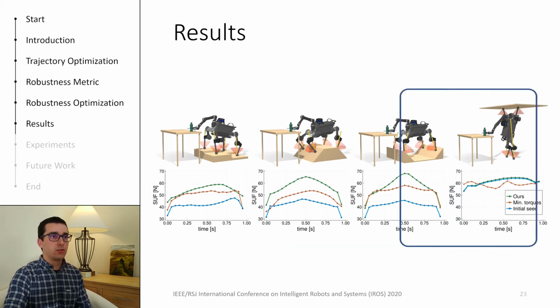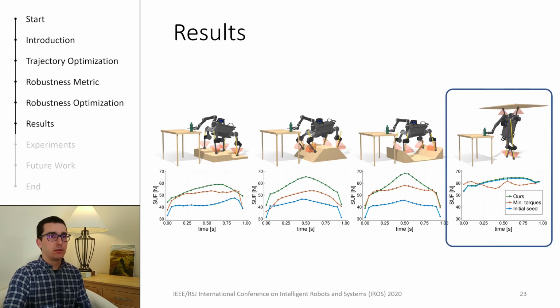Now, let's focus on the final scenario, the handstand. The robustness plot is significantly different from the other scenarios. We can see that our metric was able to improve the robustness of the trajectory, even if ever so slightly. In contrast, we can see that minimizing the torques actually decreased the overall robustness of the trajectory. So why did this happen?